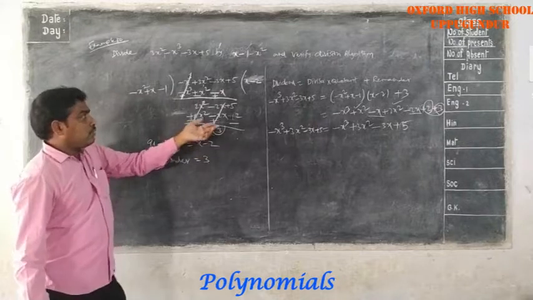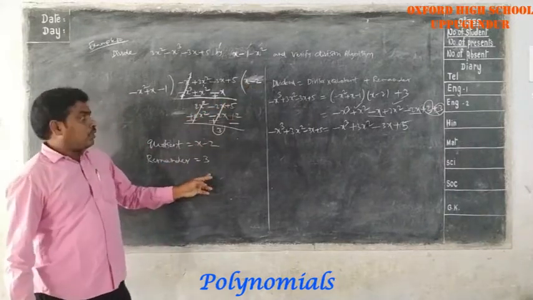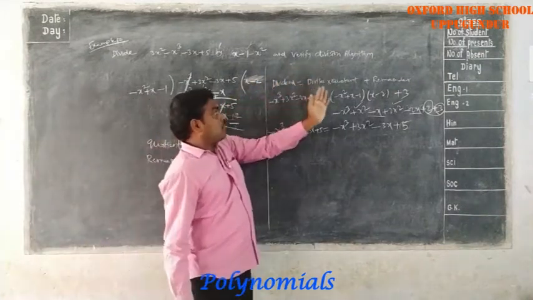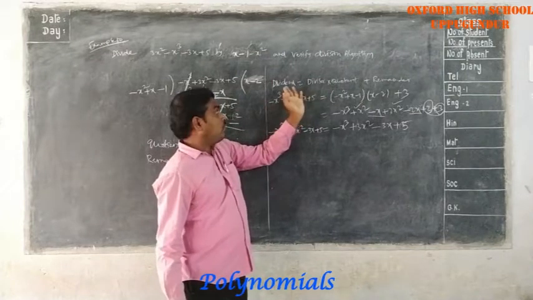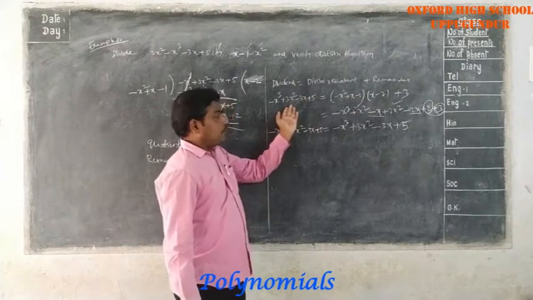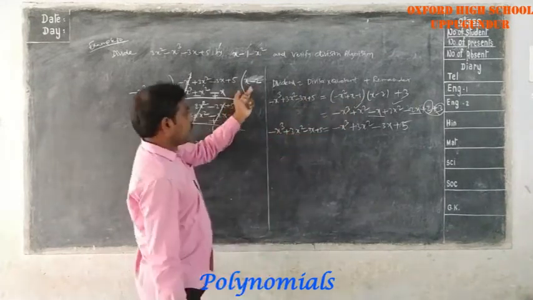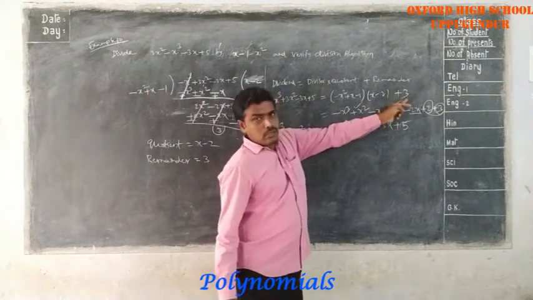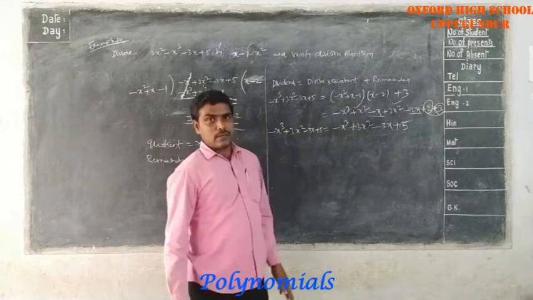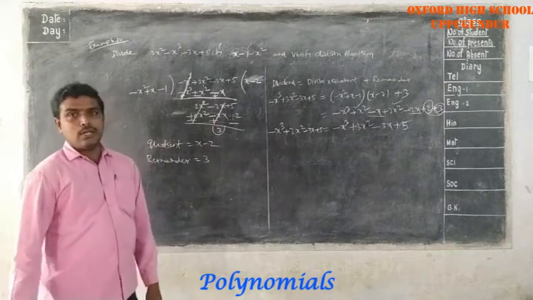After dividing this, we are getting quotient as x minus 2, remainder as 3. To check this, verify the division algorithm they are asking. That's why we are verifying the division algorithm here. Dividend equal to divisor into quotient plus remainder. Dividend I am writing here. Divisor into quotient is x minus 2 plus remainder is 3. So by simplifying this, we are getting the same dividend here. So in this way you can verify division algorithm of any two polynomials.